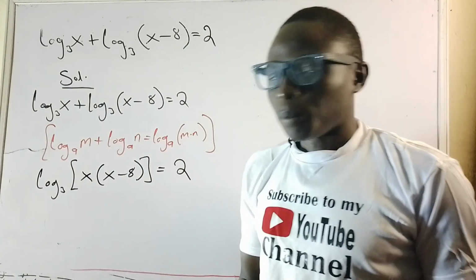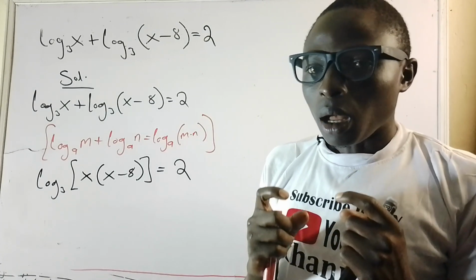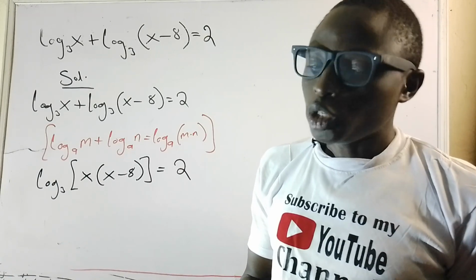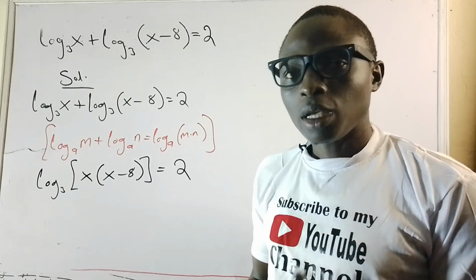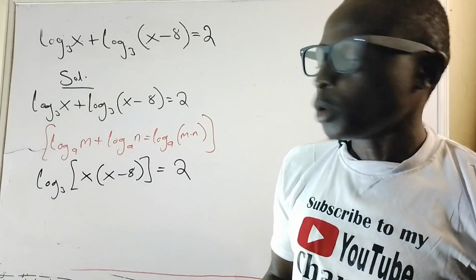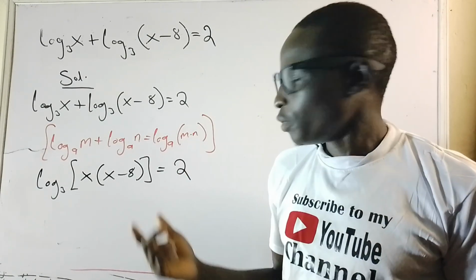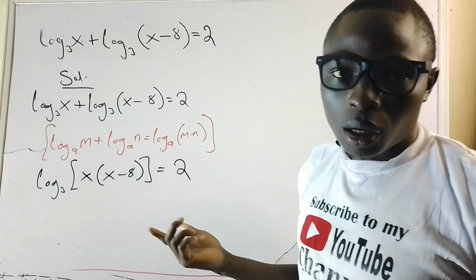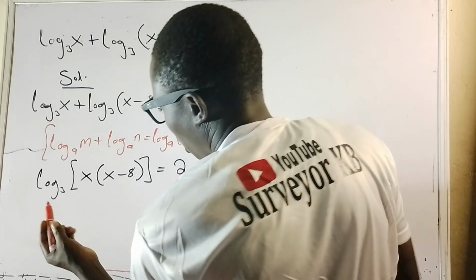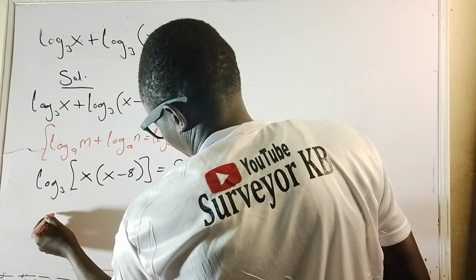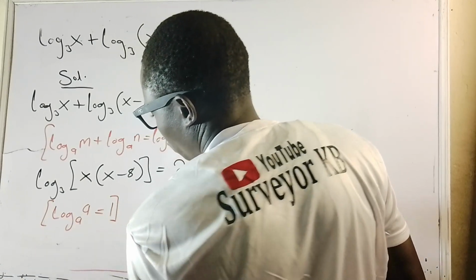Now we all know that, still according to the laws of logarithms, log of the same number is equal to 1. We all believe that log of the same number is equal to 1, and 1 times any number is that same number. What I am saying here is 2 times 1 is still 2. If I multiply 2 by 1, it makes no difference. So we all agree that log of a to base a is equal to 1.